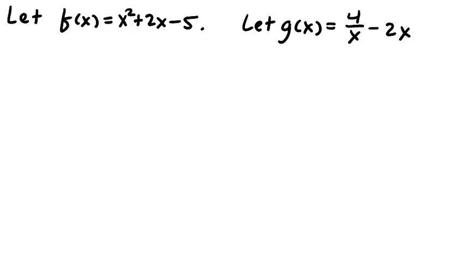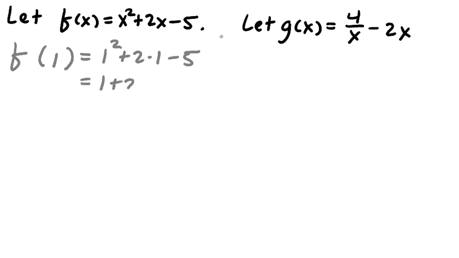All right, so the first example I've got is just two functions. f of x is x squared plus 2x minus 5, and g of x is 4 divided by x, and then subtract 2x. Something that we mostly all know how to do here is find, say, f of 1. We plug in 1 for x, so that's 1 squared plus 2 times 1 minus 5, is 1 plus 2 minus 5, is negative 2.